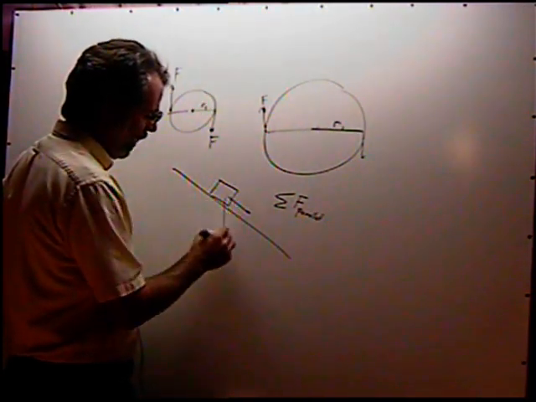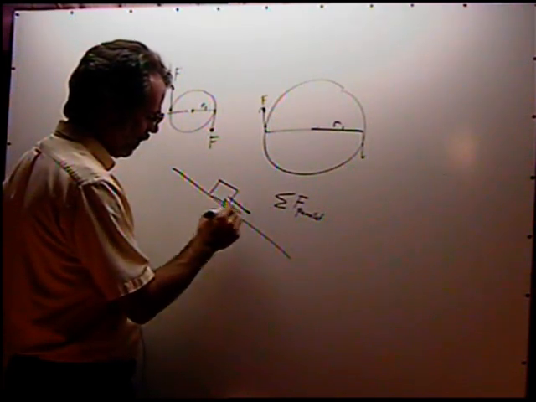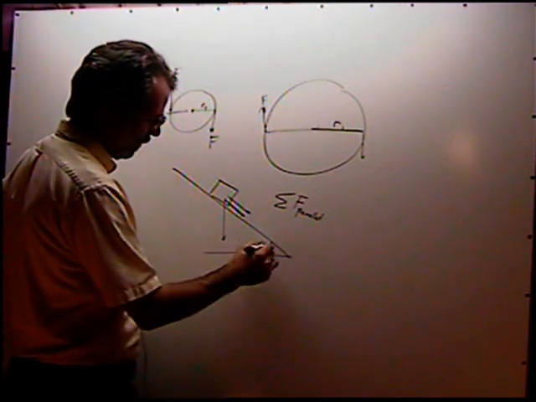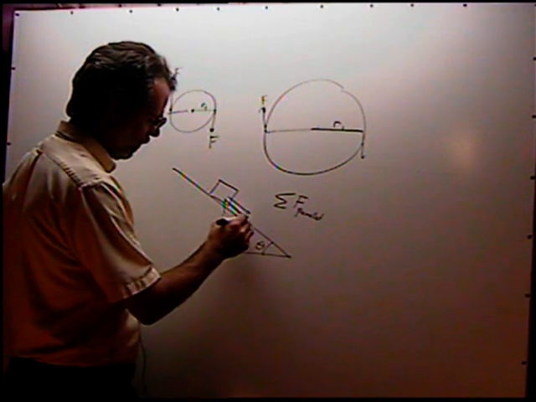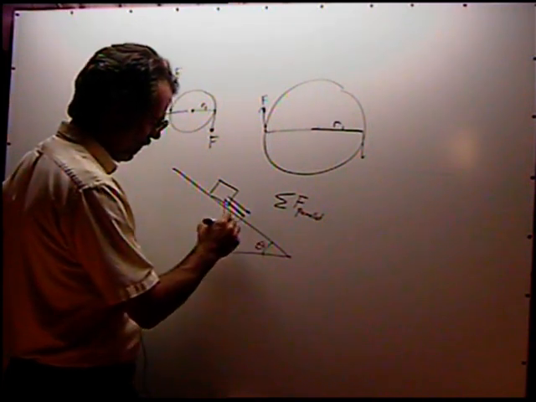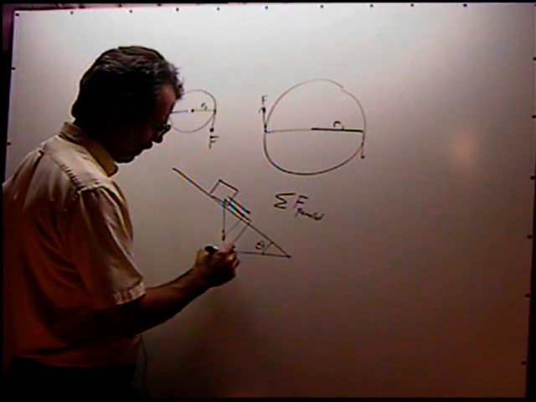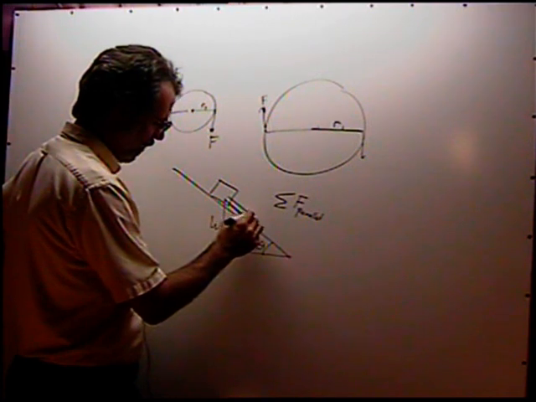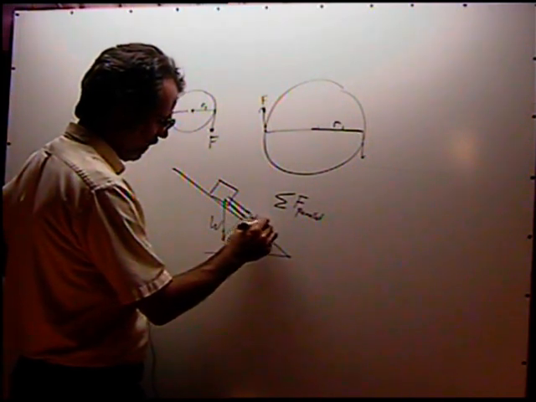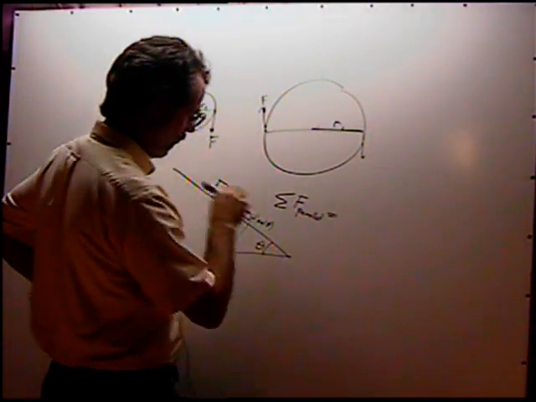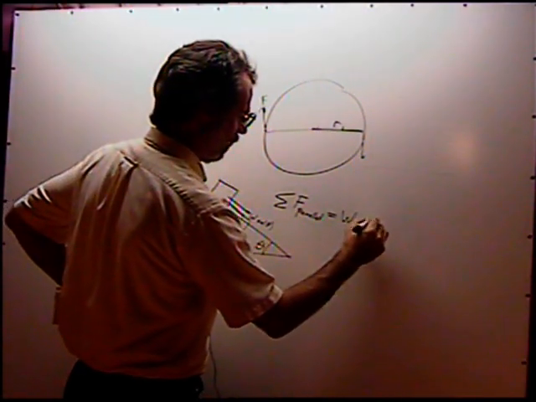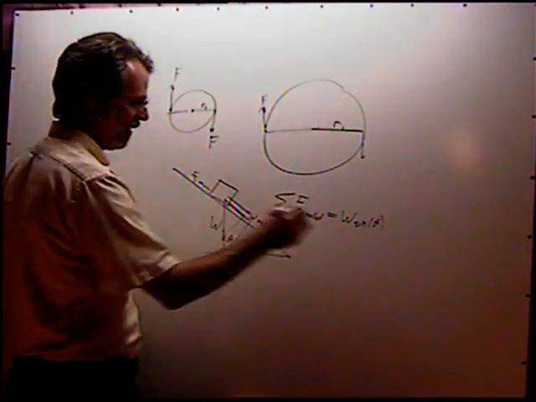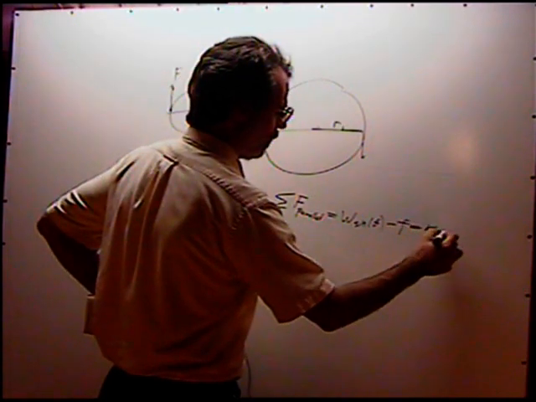Remember, the weight acts down, but what acts parallel here, if this is the angle here, this angle is the same as this angle here, and this is W, so what's parallel here is W times the sine of this angle. So we have W times the sine of the angle acting down the plane. We can have a little bit of friction acting up, and that's equal to mass times acceleration.